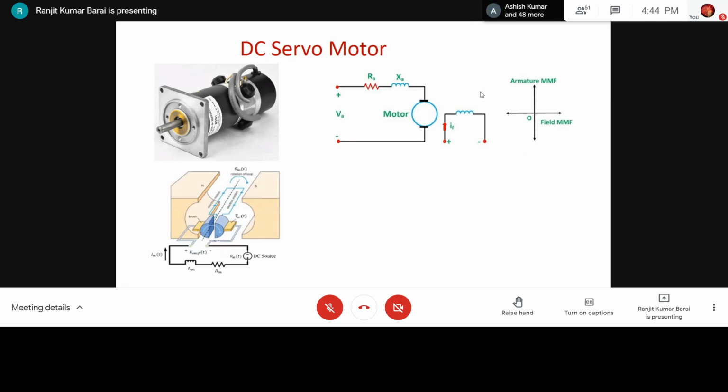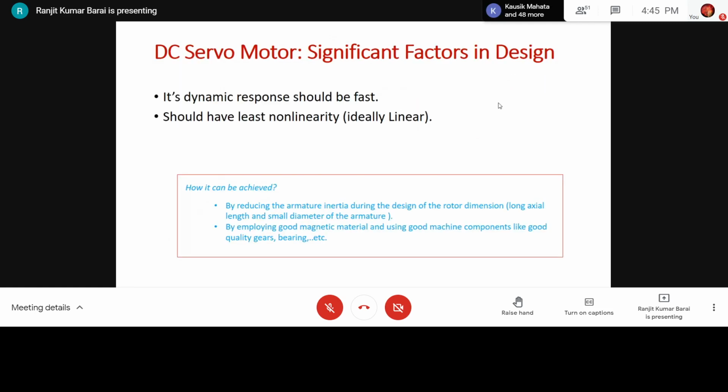That's why I have incorporated this diagram in the PPT. Two fluxes are operating with each other, one is armature and another is field, and they are in quadrature, as we have studied in your electric machine paper. Now, what is special in a servo motor compared to a general purpose or ordinary DC motor? What is the difference between a DC servo motor and an ordinary DC motor?